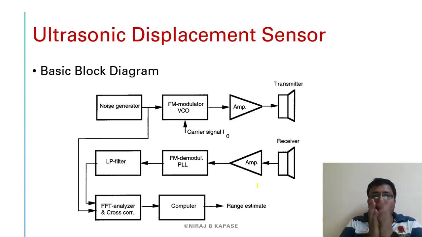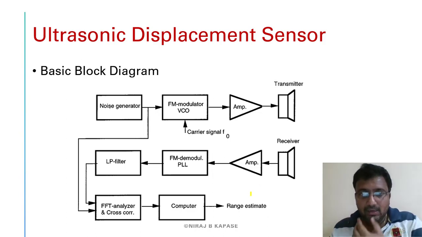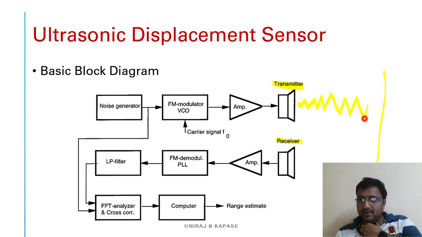This is the basic block diagram of ultrasonic displacement sensors. We require a separate transmitter and a separate receiver. The transmitter transmits the wave, and whenever it finds an obstacle, it reflects back and the receiver catches it. The time required for the wave to travel from the transmitter to the receiver is calculated, divided by 2, and we get the distance.